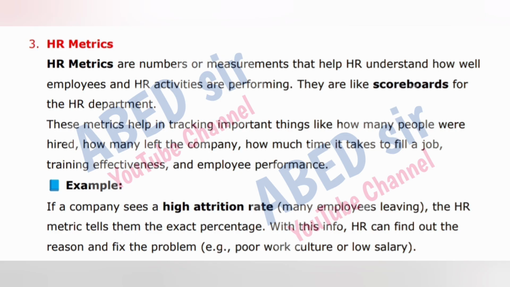Example: if a company sees a high attrition rate, many employees leaving, the HR metric tells them the exact percentage. With this info, HR can find out the reason and fix the problem. Example: poor work culture or low salary.